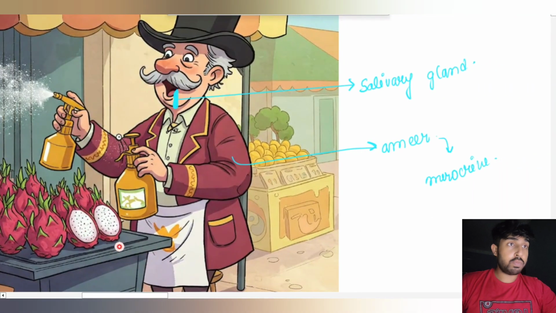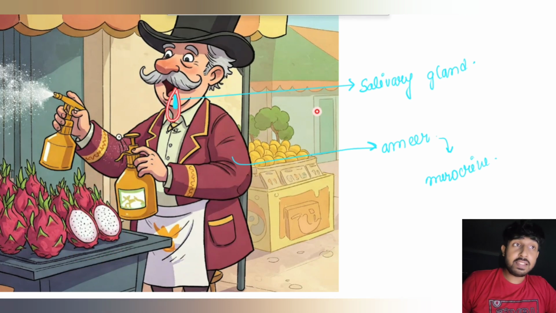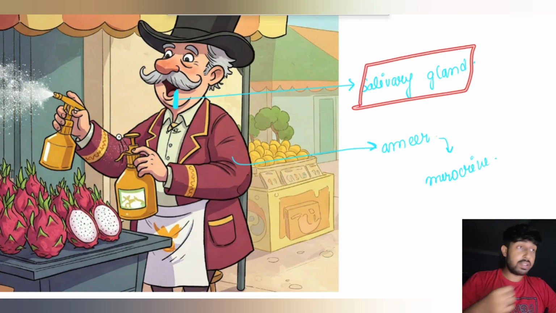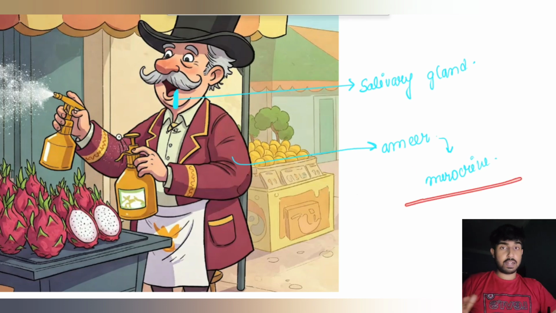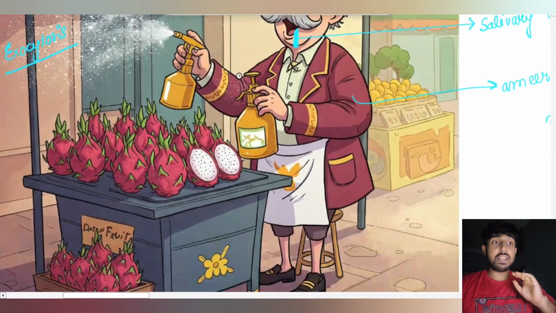Done. Now, just see, these are so tasty dragon fruits, right? These are the dragon fruits, and looking at them, he is salivating, right? So salivary glands are the examples of merocrine glands. Okay, they are the example of merocrine glands.